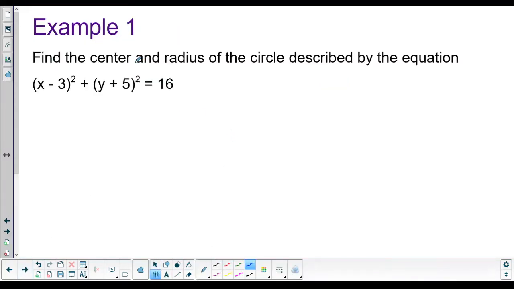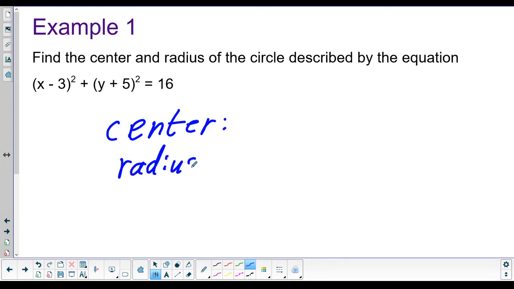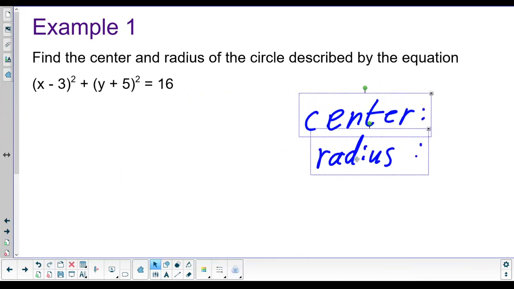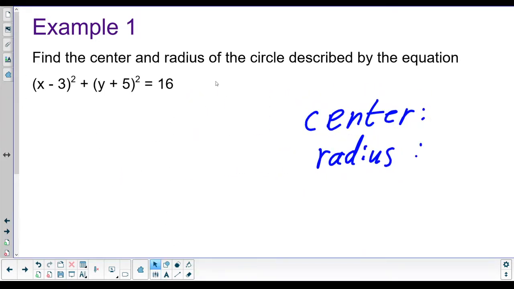So it says find the center and the radius. So we want to, let's see, how do you spell center? Not like that. Center, radius. All right, we need to find these two things about whatever circle is described by this equation.